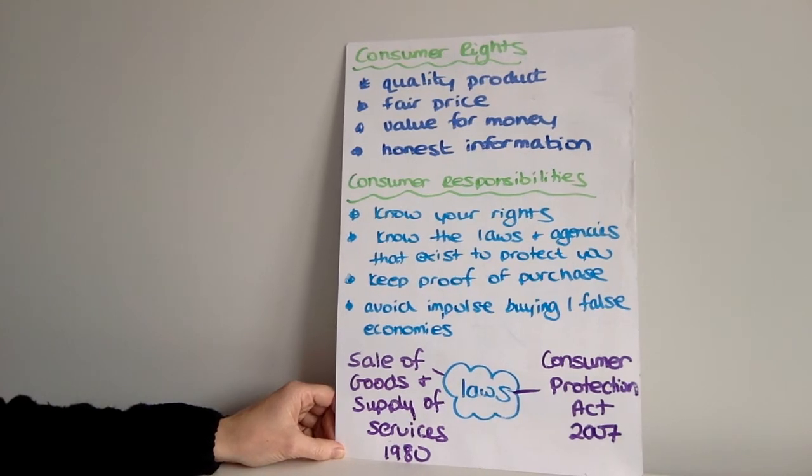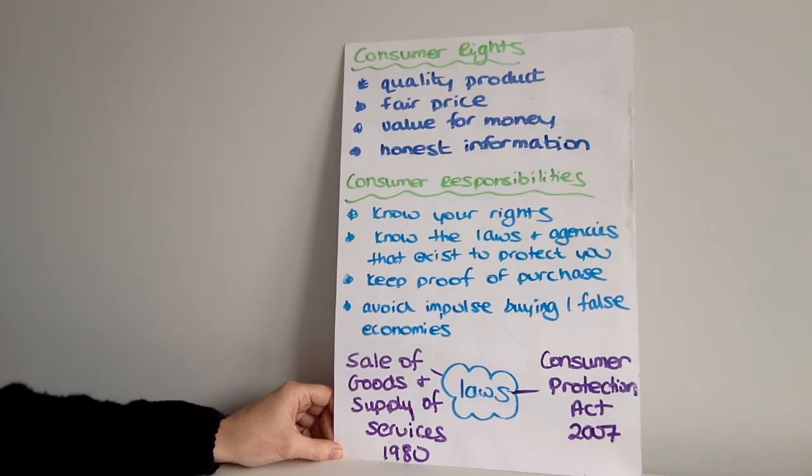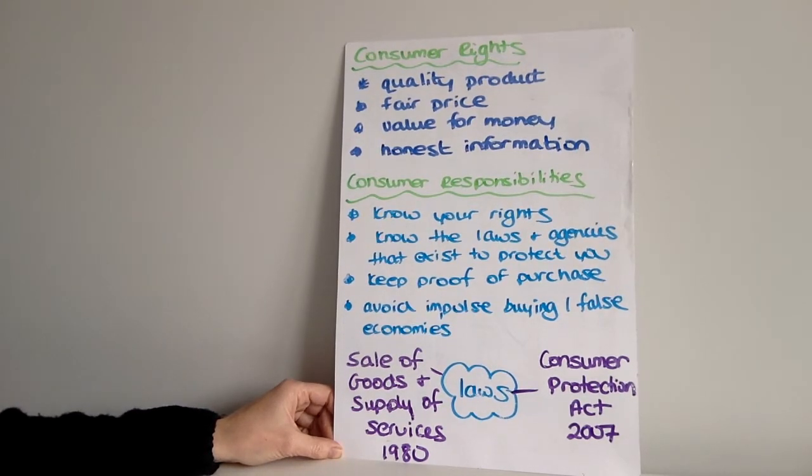As a responsible consumer, we have a responsibility to know what our rights are, to know what laws exist to protect us, and to know what agencies we can turn to if we ever do have a complaint. We have a responsibility to keep our receipts, our proof of purchase, and we have a responsibility to avoid impulse buying and false economies.